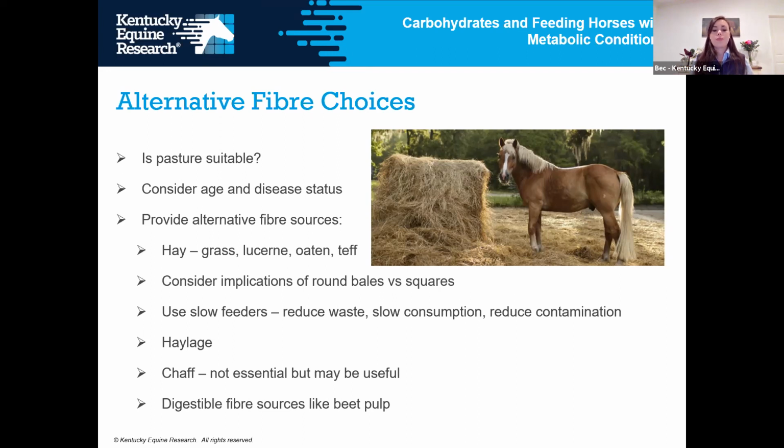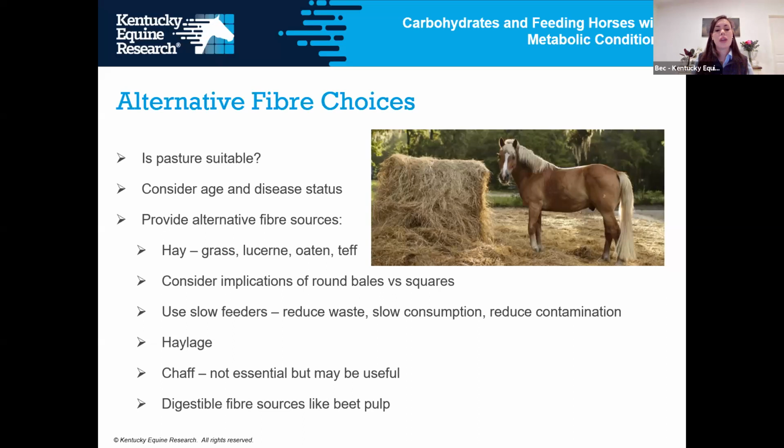At this point, you need to consider the horse's age and their disease status. What I mean by that is, if it's an older horse, how is their dental health? Are they able to chew this long-stemmed forage? Or do we need to be looking at some alternative forage sources, like beet pulp?